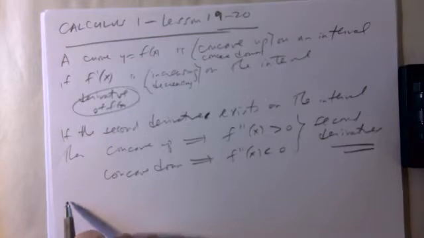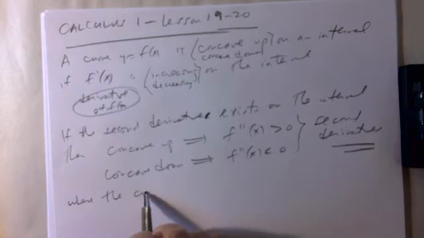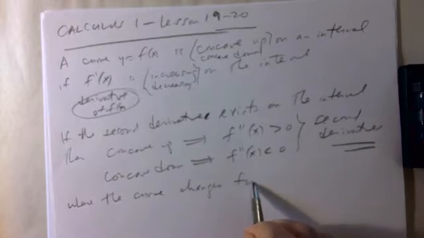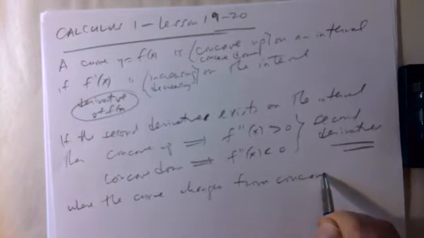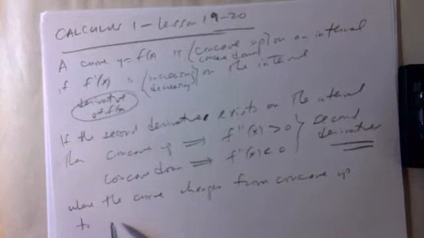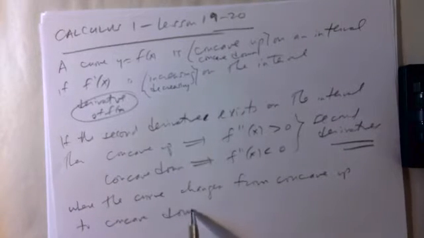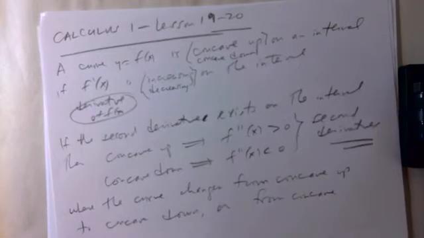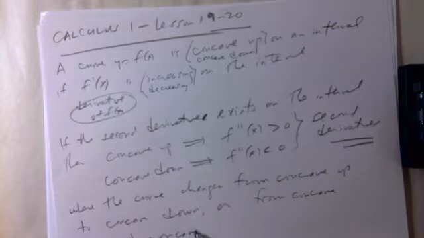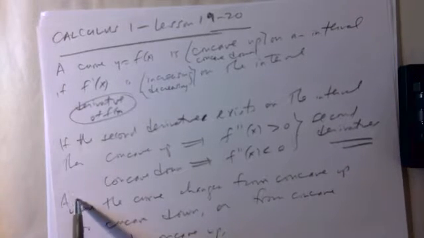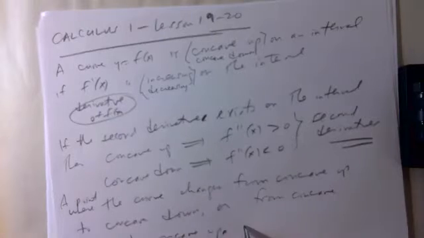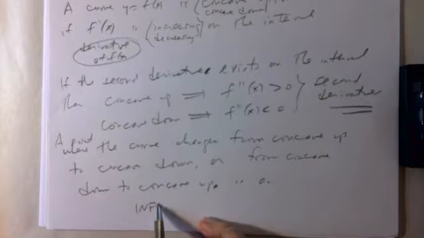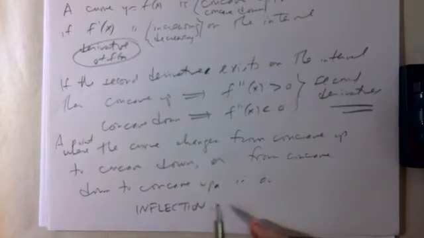And where the curve changes from concave up to concave down, or from concave down to concave up, a point where this happens is called an inflection point.